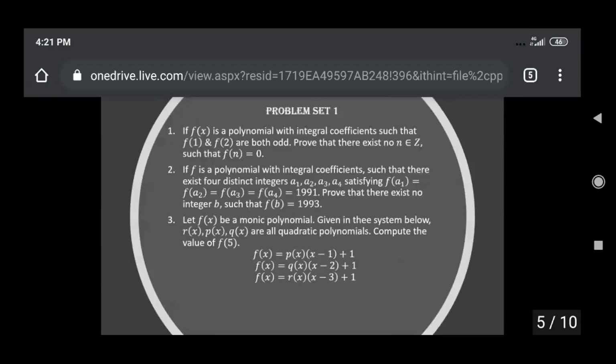Problem 2 is the same as problem 1. We have to use the division algorithm and express the polynomial using the factor theorem, and then we have to put in the values a1, a2, a3, a4 respectively. In the question they have given us that f is a polynomial with integral coefficients such that there exist four distinct integers a1, a2, a3, a4 satisfying f of a1 is equal to f of a2 is equal to f of a3 is equal to f of a4 is equal to 1991. Prove that there exists no integer b such that f of b is equal to 1993.